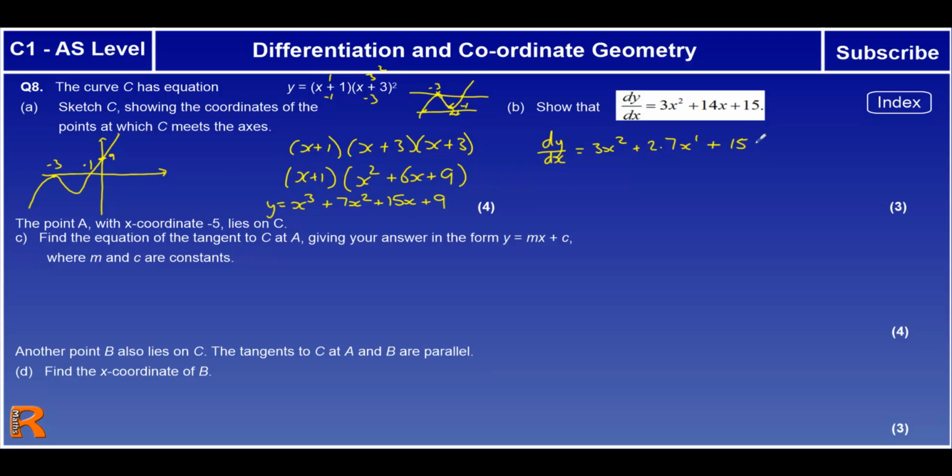15x is just going to go to 15, the 9 is just going to be 0. So that just gives us a little showing that we know what we're doing. But really we could have just gone to this straight away.